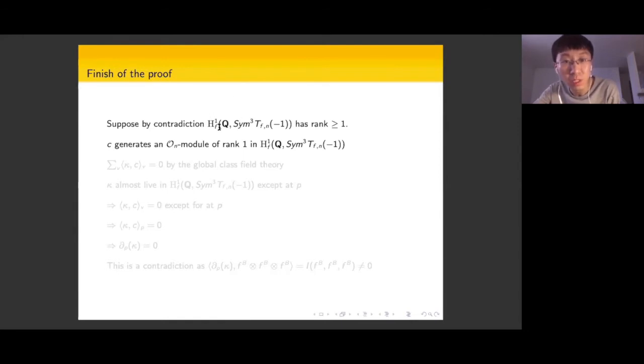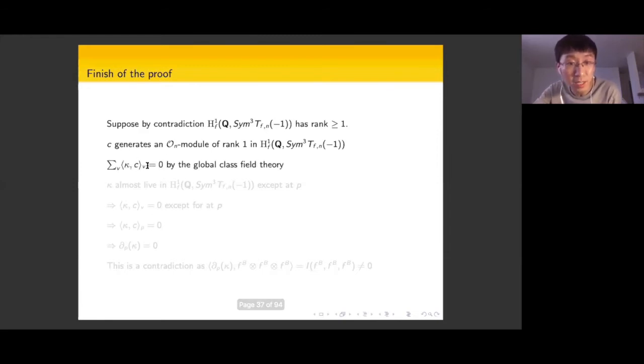So we will work with this finite version of the Selmer group, and we will prove by contradiction. We assume that this finite Selmer group has rank greater than or equal to 1. We want to conclude a contradiction, so that it actually has rank 0. In this case, we can in fact find a free rank 1 submodule in this finite Selmer group, which has generator C.